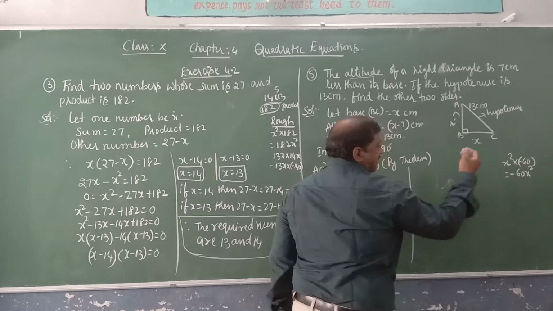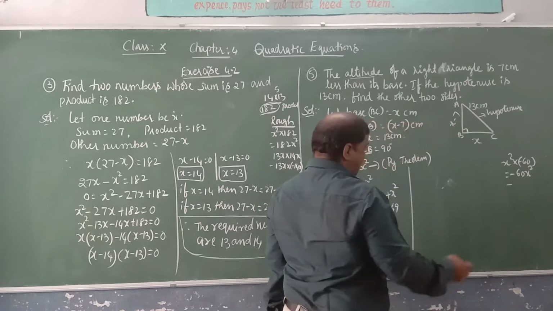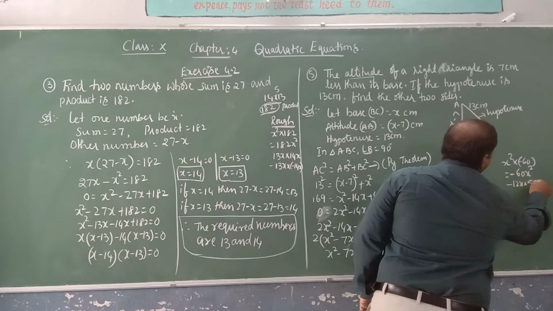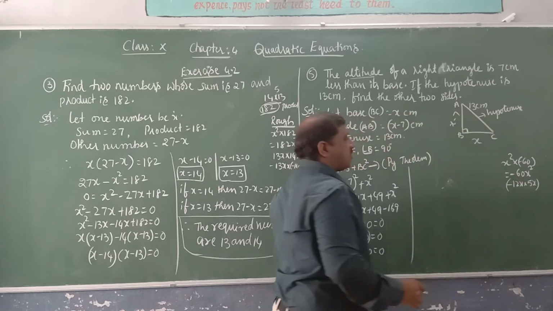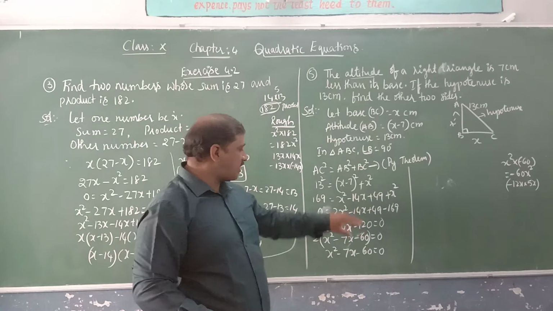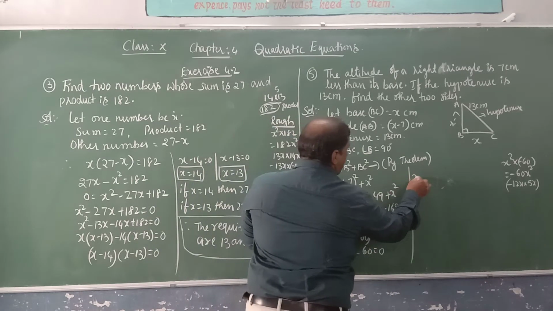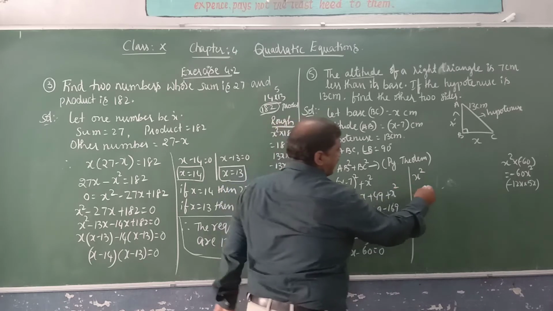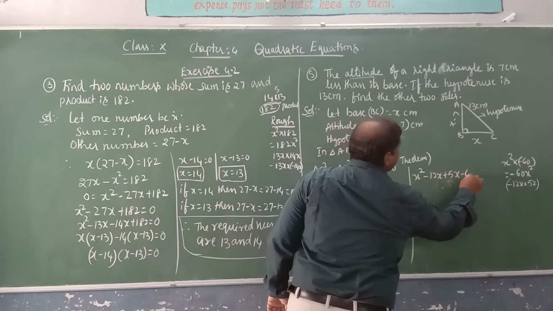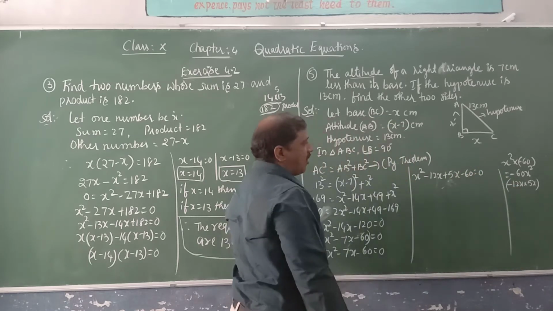So I am taking the factors as minus 12x and 5x, since 12 fives are 60 and x into x is x square. Minus 12 plus 5 is minus 7. So minus 7x can be written as minus 12x plus 5x, giving x square minus 12x plus 5x minus 60 equals 0.